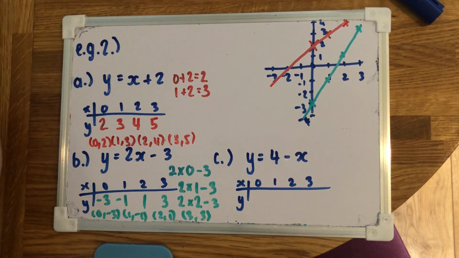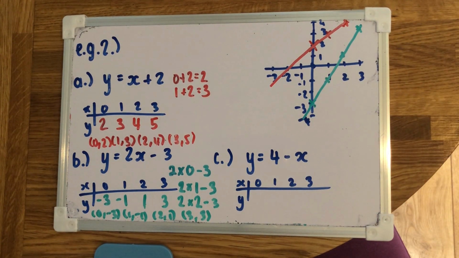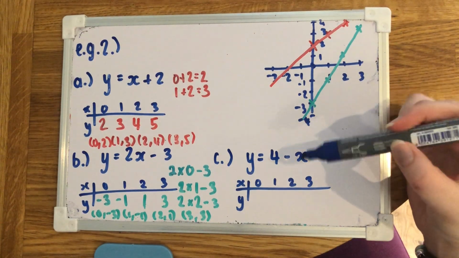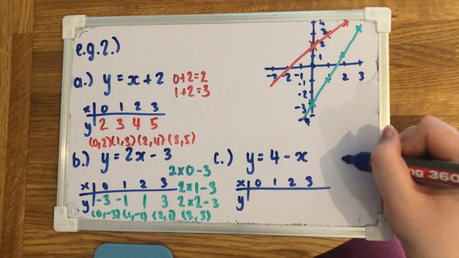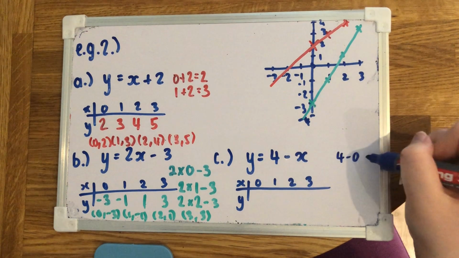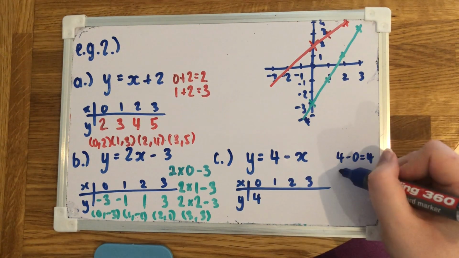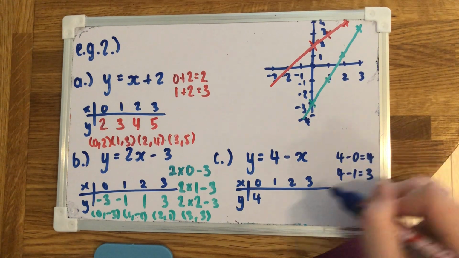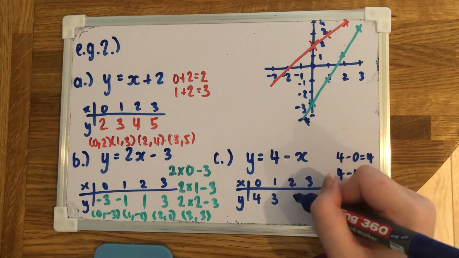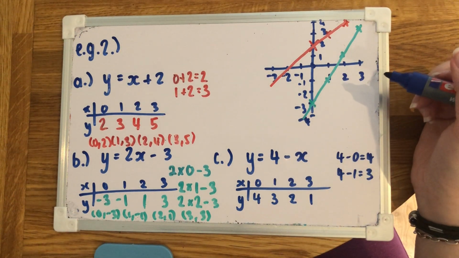Okay. The last one, they sometimes add these ones in to be a little bit cruel, but actually they're not as hard as they look. Okay, so all we're doing again is replacing the x with whatever numbers are here. So the first one, x is 0. So all we're going to do is do 4 take away 0, which is 4. Next one, x is now 1, so it'll be 4 take away 1, which is 3. Okay, and you just keep going. And you get 4, 3, 2, 1.